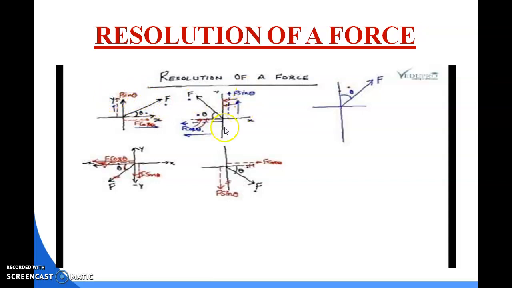Next, whenever we take this force in the second quadrant, with included angle theta with the x-axis, the x component is negative and y is positive, minus plus, for the second quadrant. So it is F cos theta and F sin theta respectively. Accordingly, we do the same for the third and fourth quadrants. So this is all about the resolution of forces, and the rest we will discuss in the next slide.